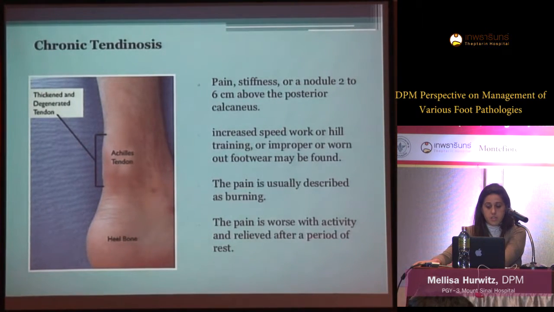This can be caused by increased speed, people that are training, running up hills, or wearing improper footwear. The pain is usually described as this chronic burning in the distal posterior leg, and the pain is worse with activity and relieved after rest. The type of patients that get chronic tendinosis are likely to be casual or competitive athletes who have increased their training regimen beyond the tendon's ability to heal, the microtrauma from repetitive stress, or those who have been training rigorously for a long time. So they have this chronic microtrauma process happening to that area.